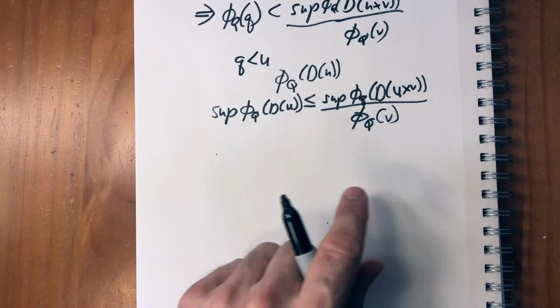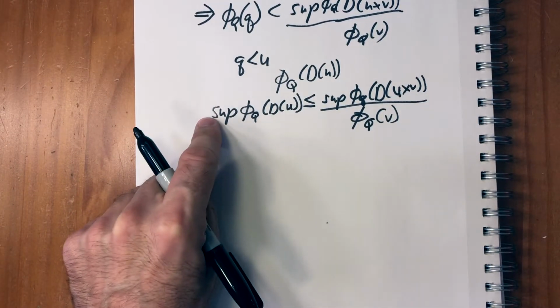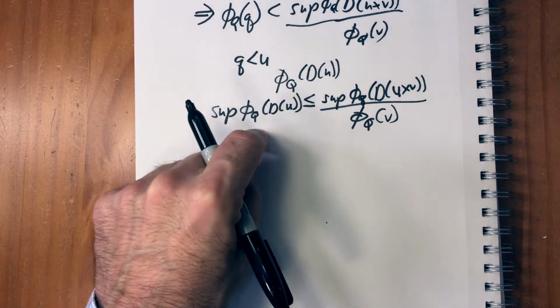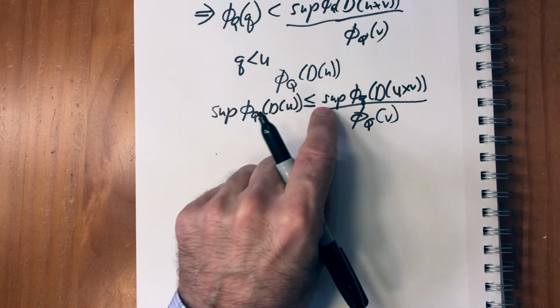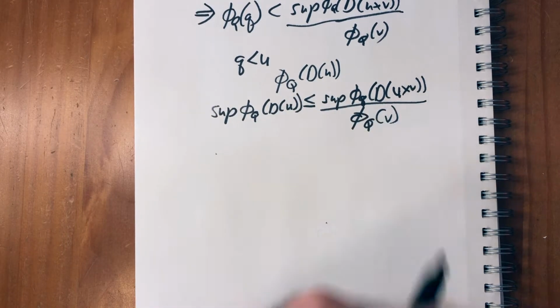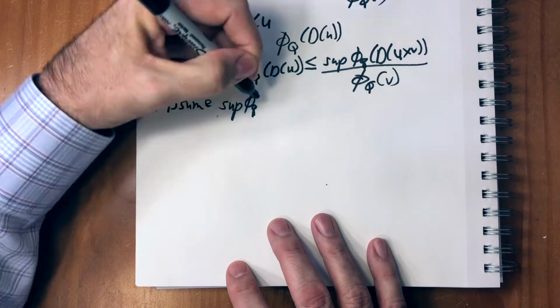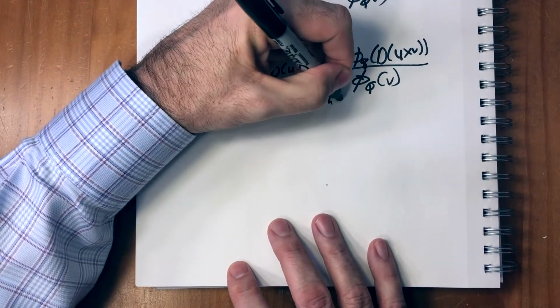So again, we're almost there. This is φ_R of u, this is φ_R of v. If you multiply both sides, you have φ_R of u times φ_R of v is less than or equal to φ_R of d(u times v). The problem is the less than sign. So assume that this is less than this.